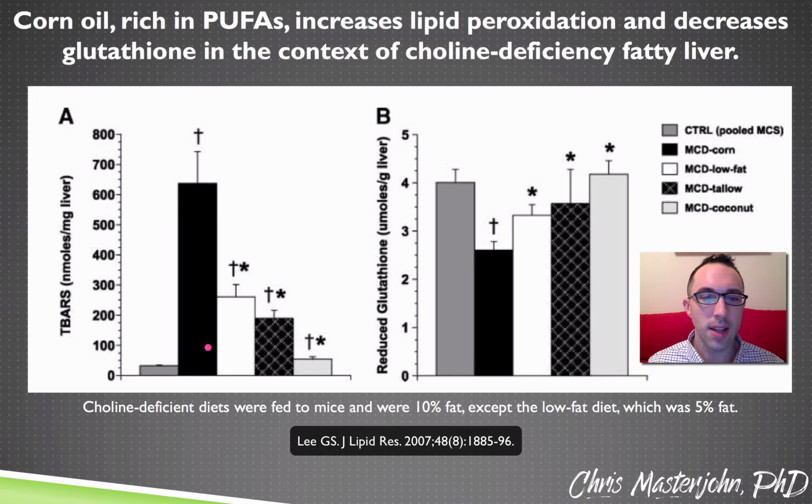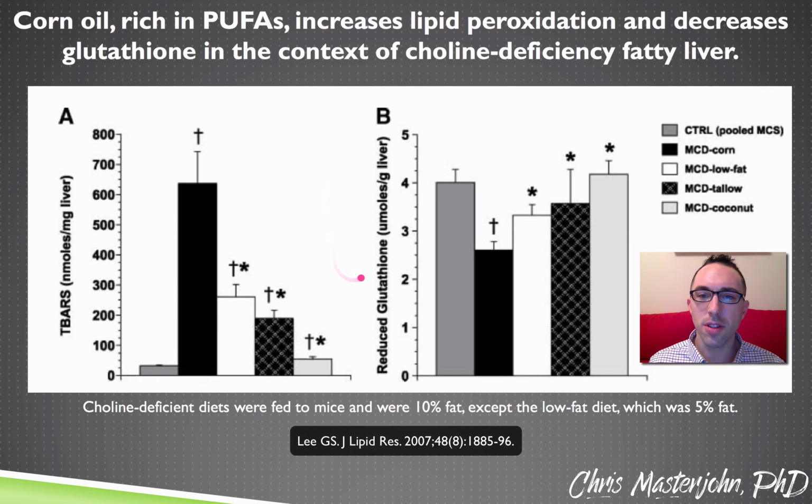You can see that the MCD corn oil diet caused lipid peroxidation to go through the roof. The low-fat diet protected against that, but the tallow was even better and the coconut oil was best. Indeed, look at the coconut oil. It's brought lipid peroxidation back down to the level of the control animals.